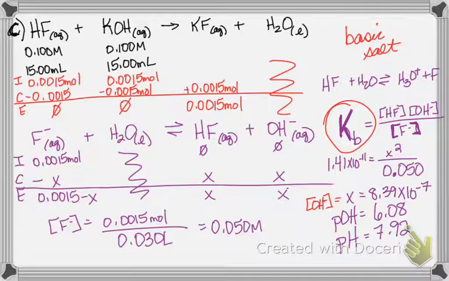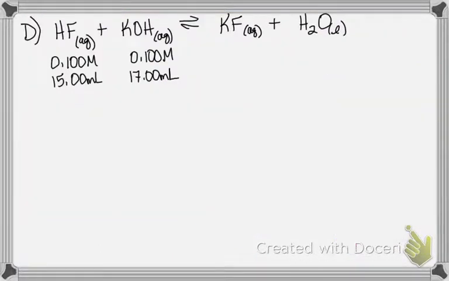Now I want you to set up a reaction for part D. This should be the same reaction that we used in A and B and C. We didn't use it in A because it was just acid. We need to get moles. We got our molarity and volume. We need to get the moles out of each one. So the molarity times the volume in liters will give us moles.